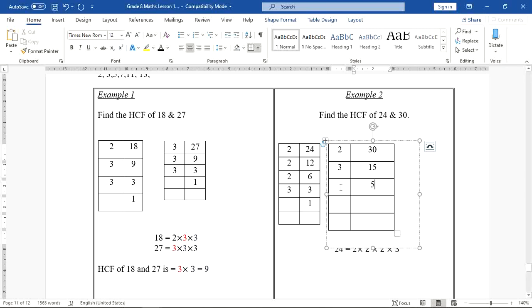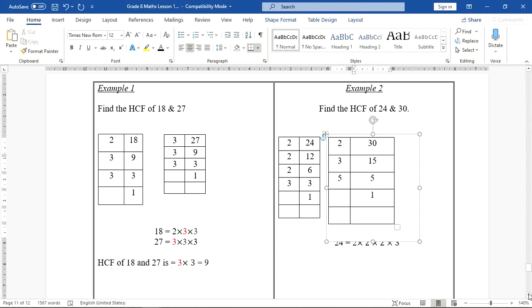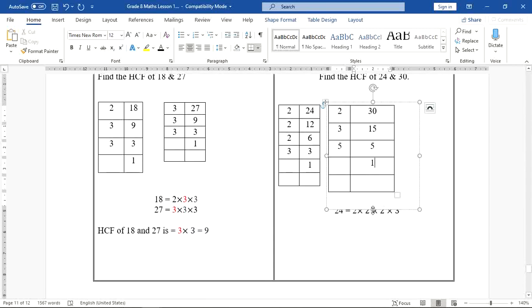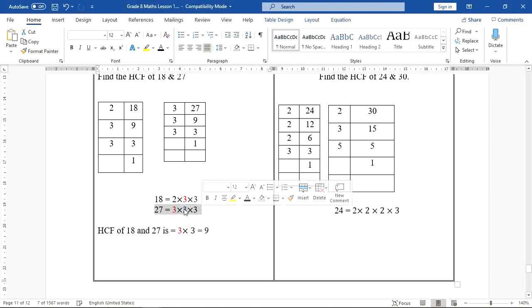Can 2 go into 5? Yes, but it's going to give us 2.5. Can 3 go into 5? Yes, but it's going to give us point something. So we take 5 itself. It goes in itself how many times? Once. Okay, so we can now say that 30 is none other than 2.